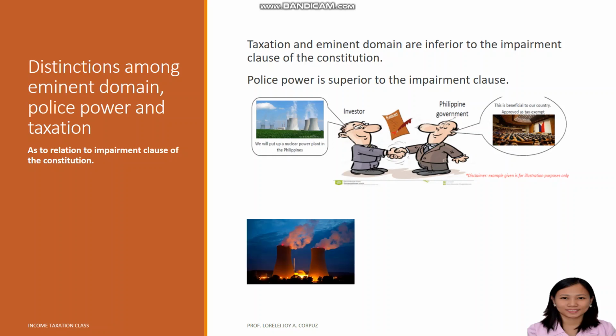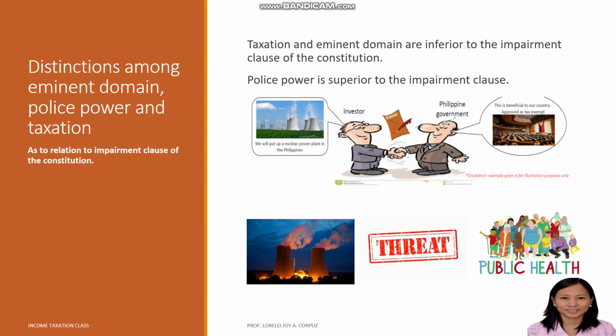Now, let's just say that during the operation of the nuclear power plant, it became a threat to public health. There's a possibility that it will explode, or they found that there is a crack on the nuclear power plant. Now, what will happen? The government in this situation may cancel the contract. The agreement between the government and the investors will not be honored anymore, because the police power of the state to promote the general welfare of the people will prevail under such circumstances. So that's the difference as to relation to impairment clause of the Constitution.